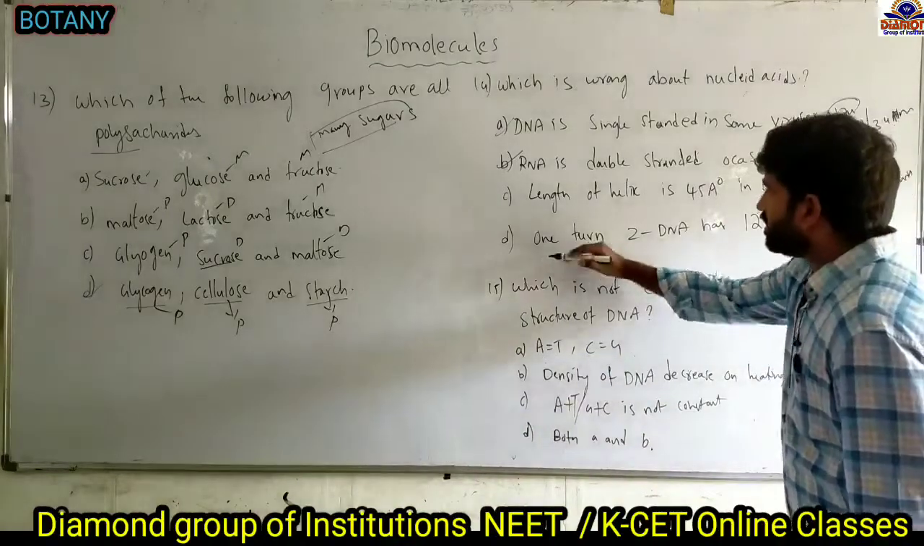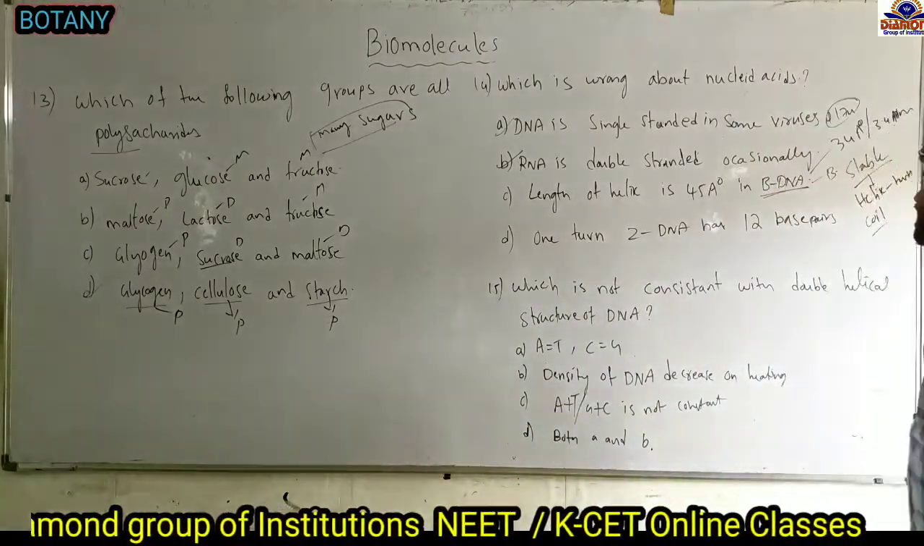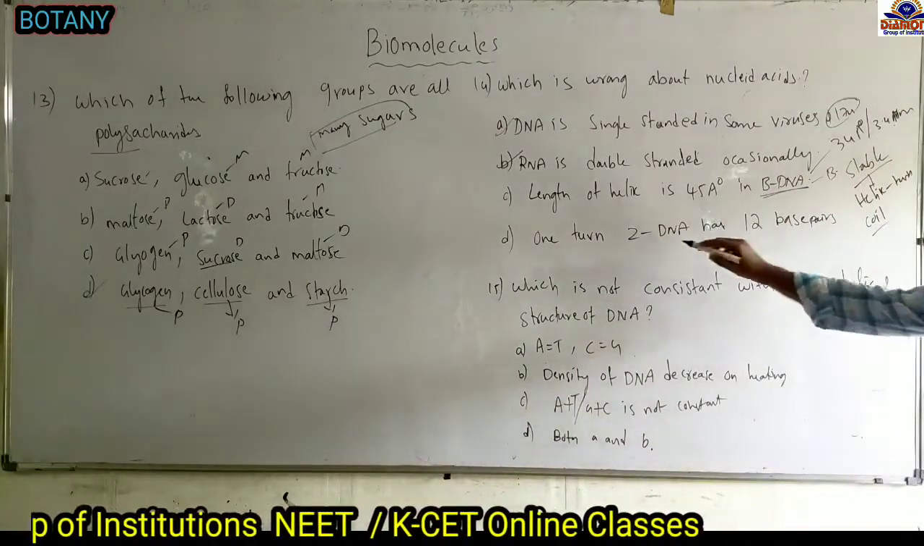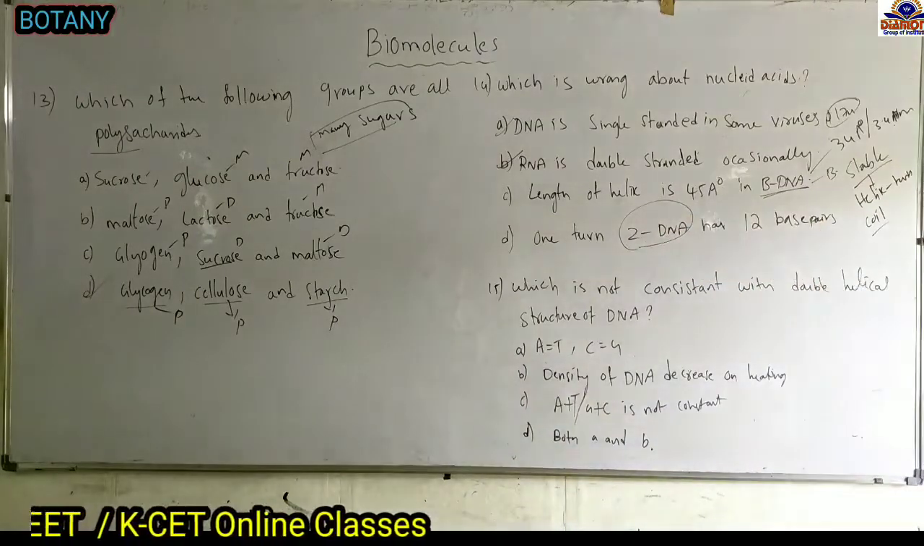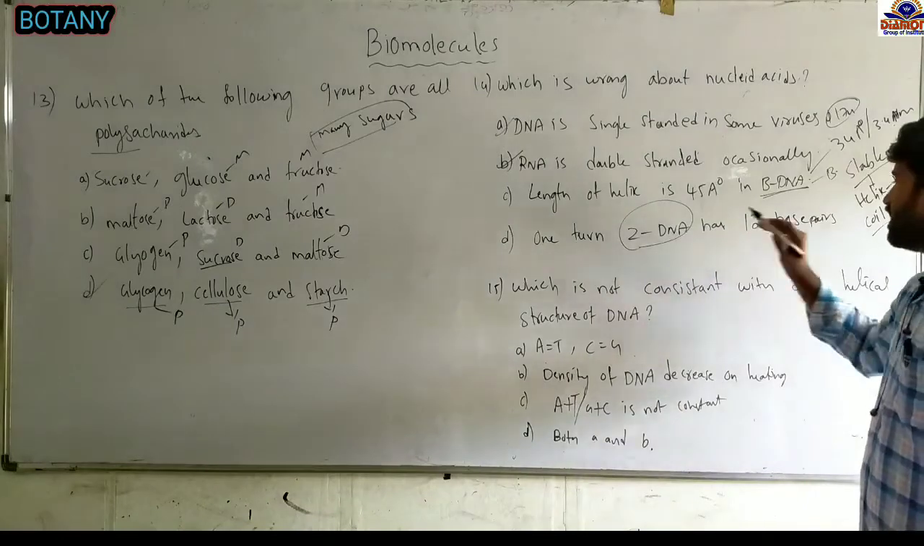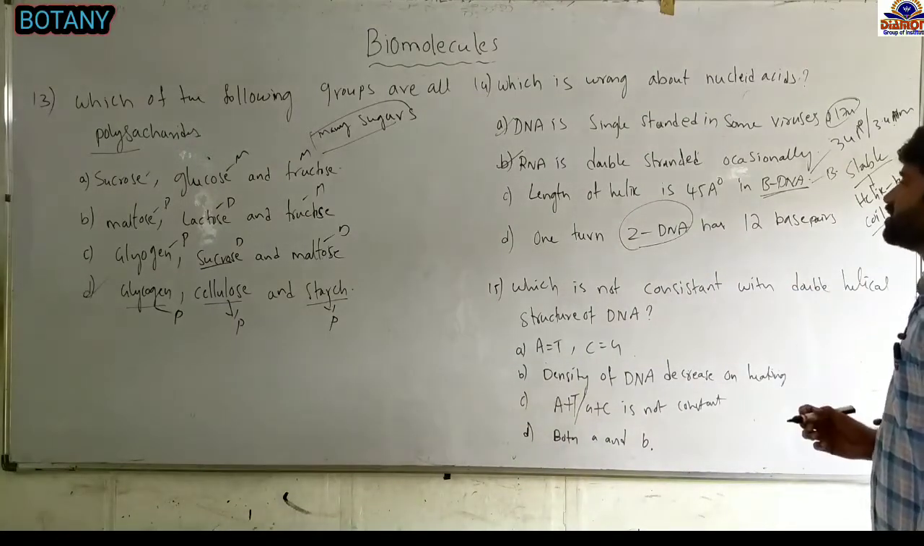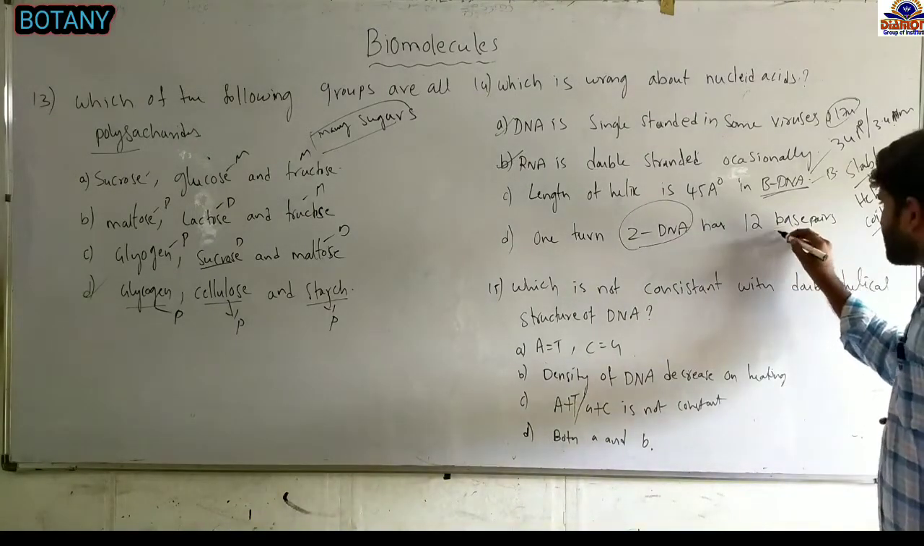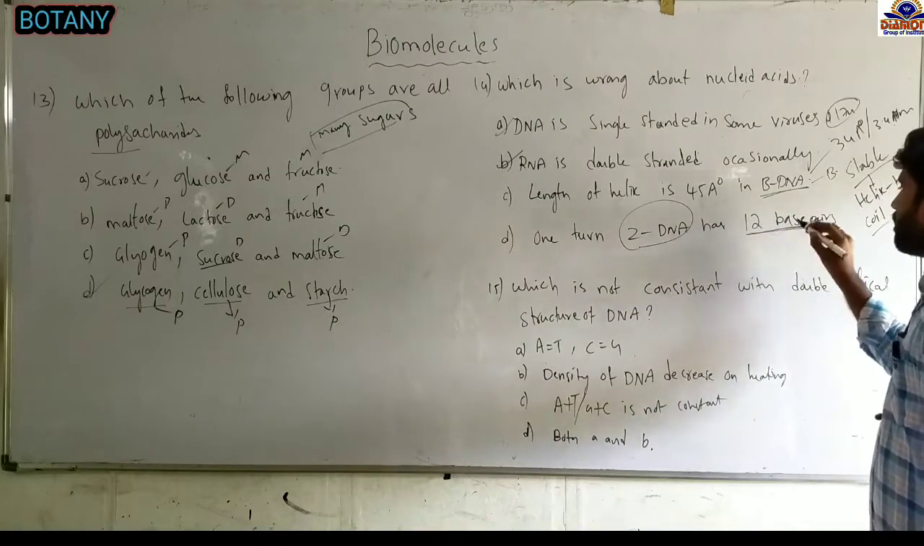And option D, 1 turn of Z-DNA has 12 base pairs. Z-DNA is a type of DNA, also called zigzag DNA. In Z-DNA, each turn or each coil or each helix contains 12 base pairs.